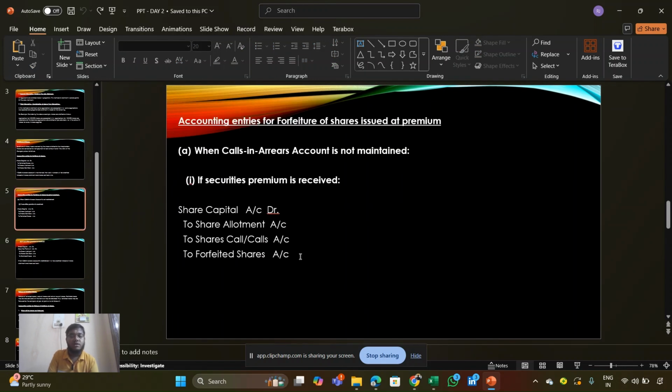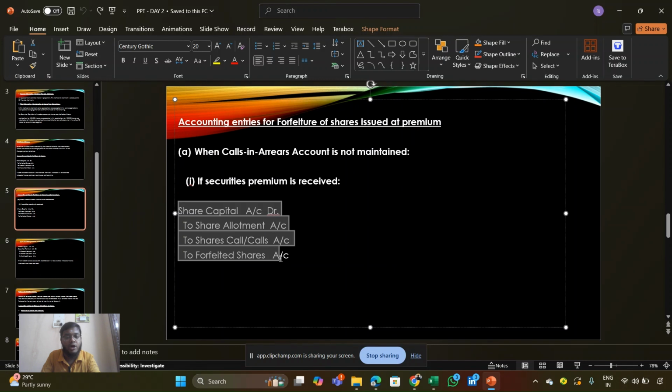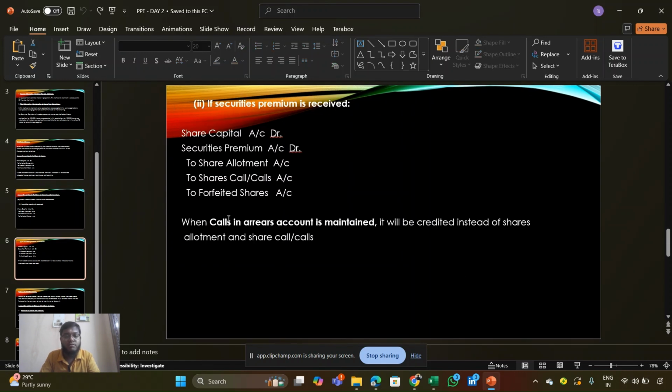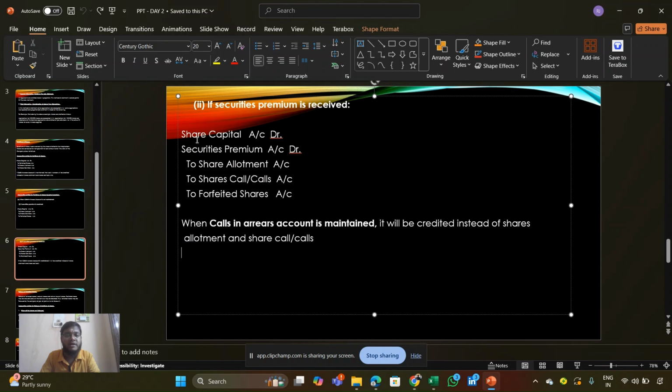Next is forfeiture of shares issued at a premium. Shares can be issued at a premium, at a discount, or at par. In premium, it is the same. When calls in arrears account is not maintained, it will be the normal entry.